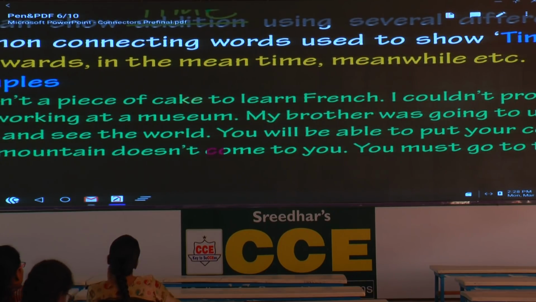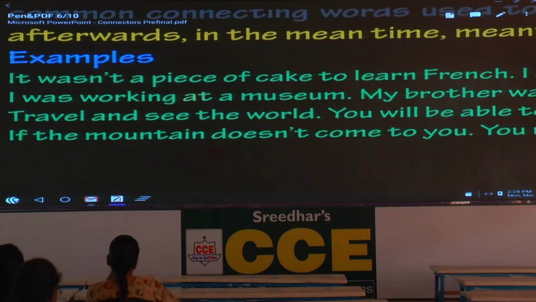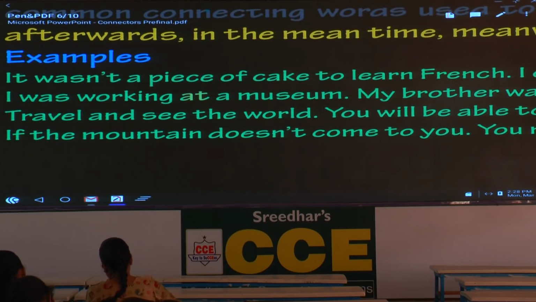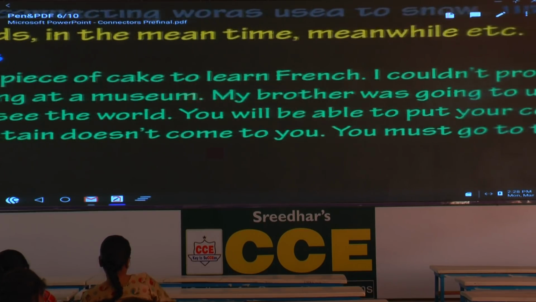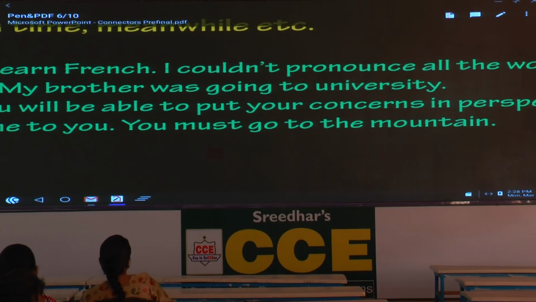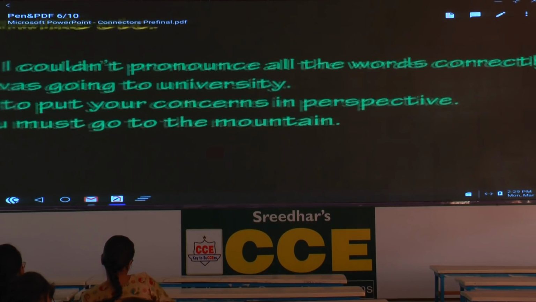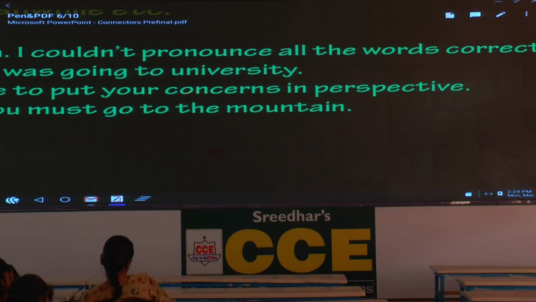Have you written? Write the first sentence. It wasn't a piece of cake to learn French. Underline the idiomatic expression piece of cake. Means easy. It wasn't a piece of cake to learn French. I could not pronounce all the words correctly.